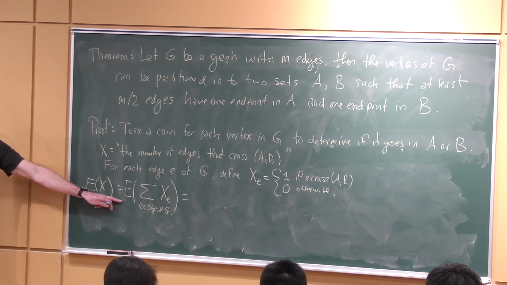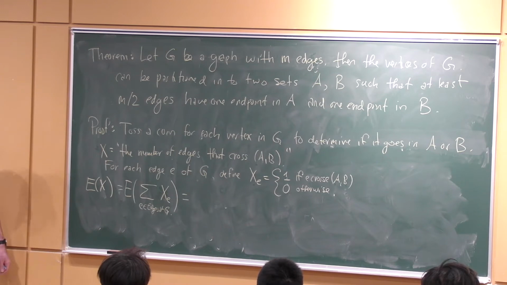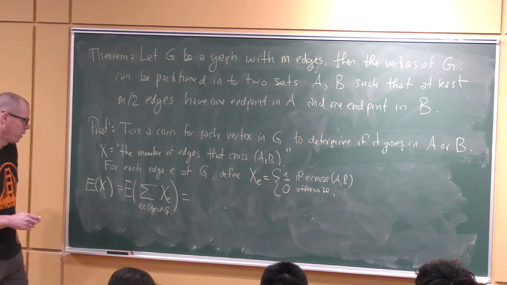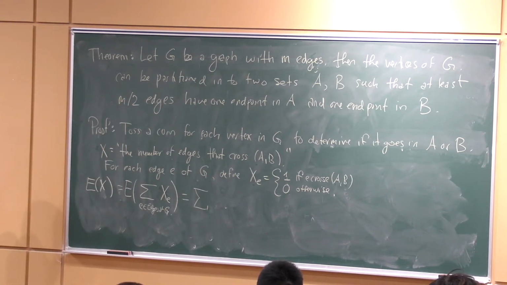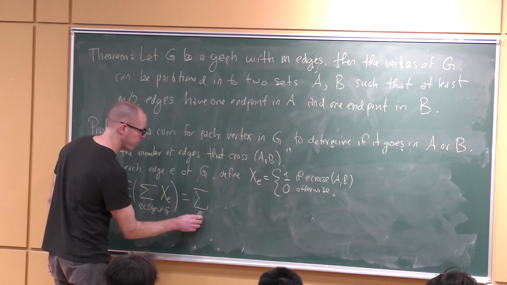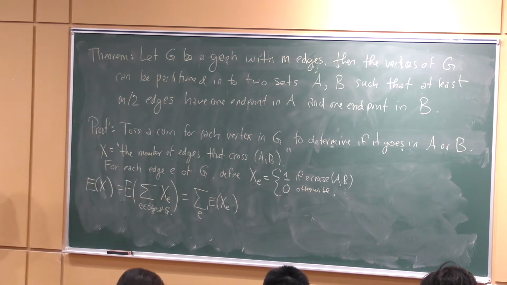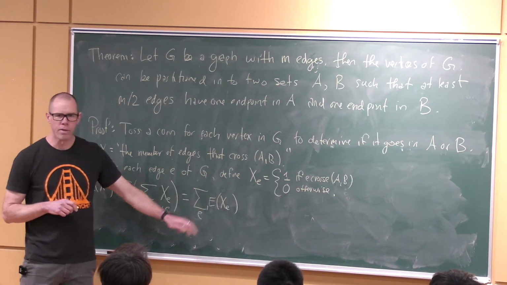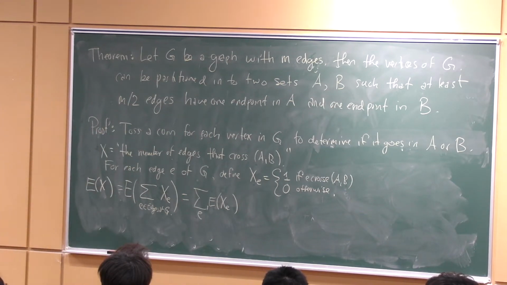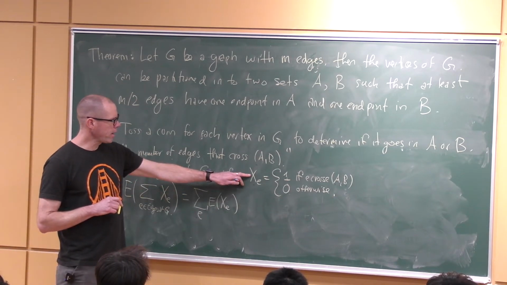What do we always do next? So we have the expected value of a sum. Especially when we've been using indicator variables like this, you always then take the sum of the expected values, especially when they're indicator random variables, because then they're really easy to compute. So we sum over all the edges again of the expected value of that random variable that tells us whether or not that edge crosses. Okay, this random variable X_E.